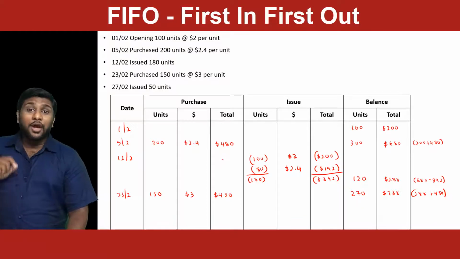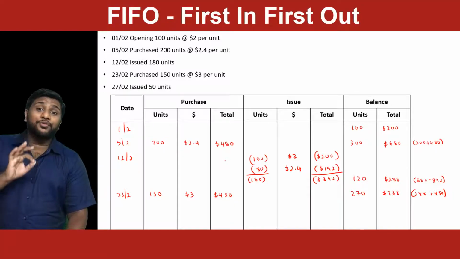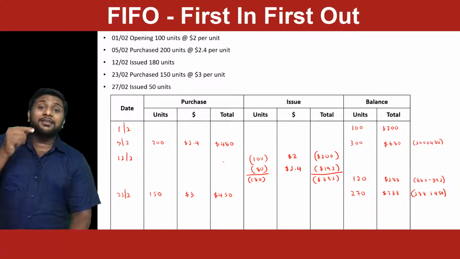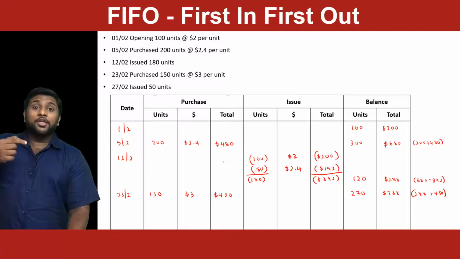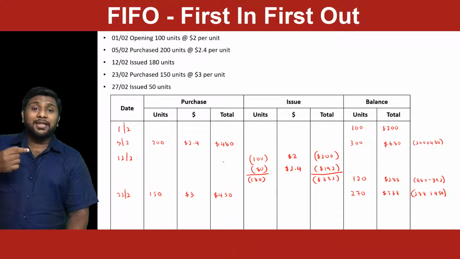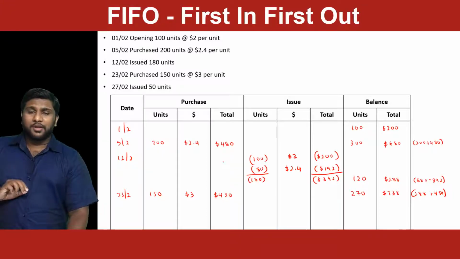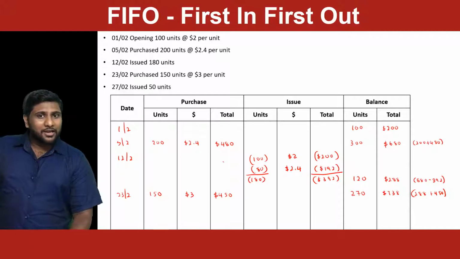Next one, last transaction. 27th February, you have to issue how many units? You have to issue 50 units. Again, ask the question from yourself. When you are making an issuance, you have to issue whatever the materials that you received first under the FIFO method. So in this question, what's the material that you received first?